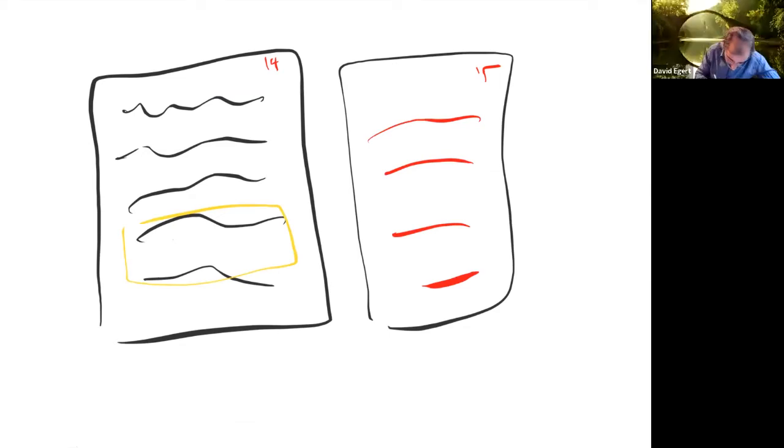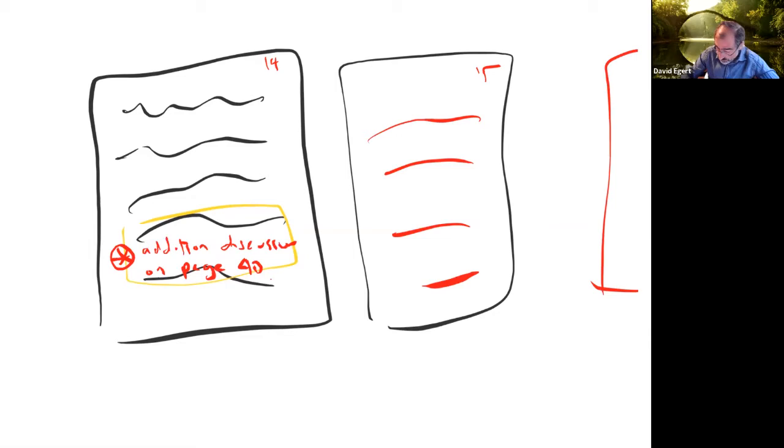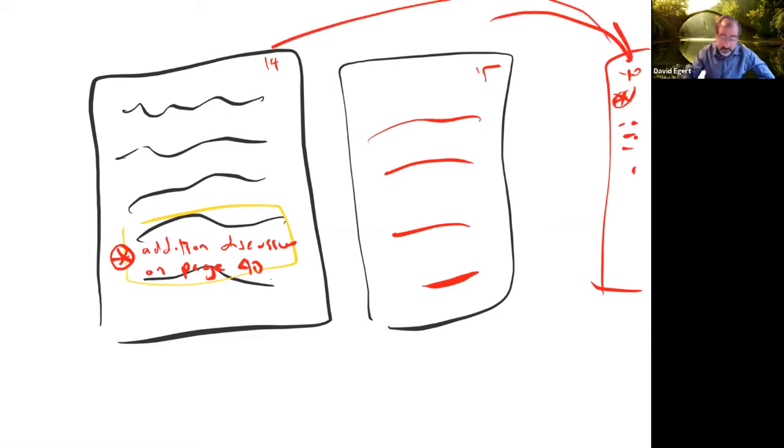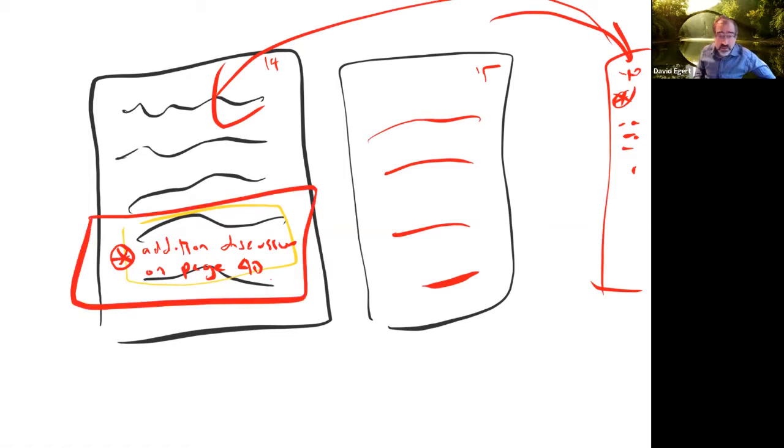You can just put, additional discussion on page 40. And then later, on page 40 here, you can put a big star and continue discussion for chemistry lab or something. So if you do run out of space, it's not a disaster. All you need to do is have a clear little link to where it's continued and then write it someplace where there's room.